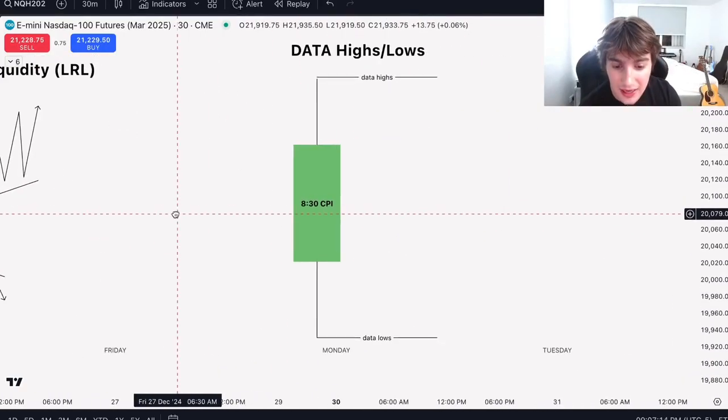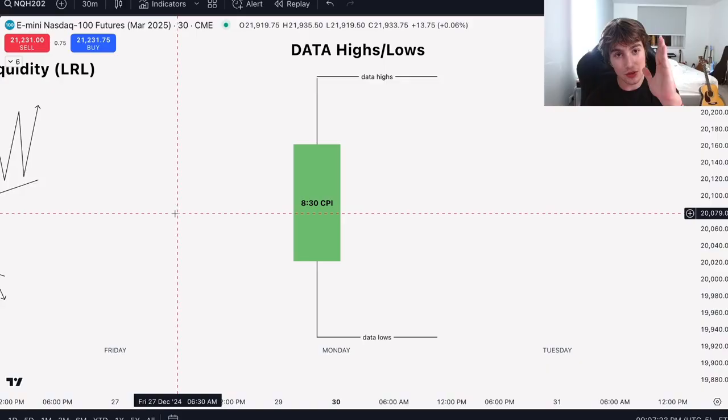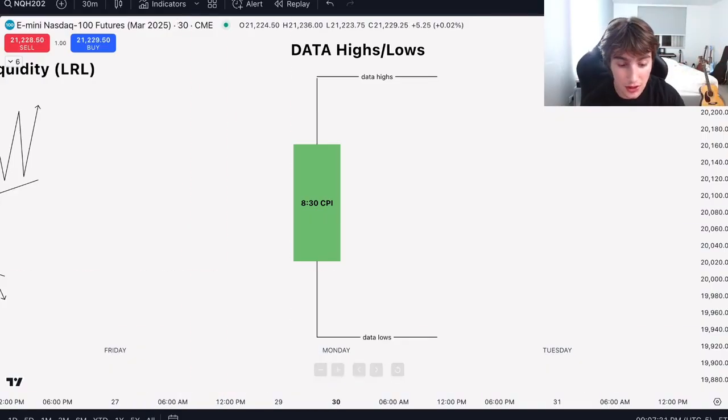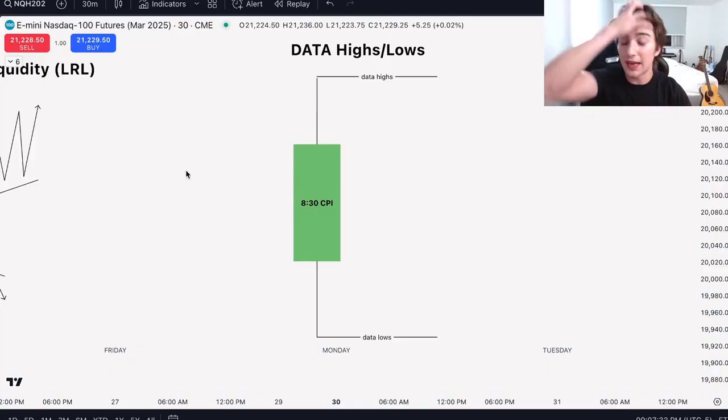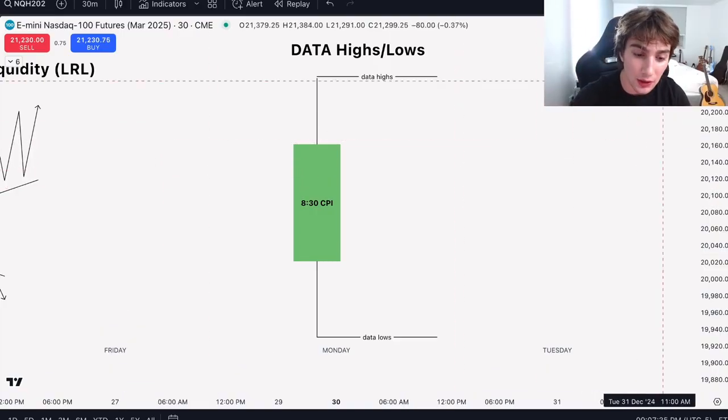And then data highs and data lows, this is super important to know. When you have a news event like a red folder news, let's say 8:30 a.m. CPI, that singular candle will be very responsive to news, and you'll have a big wick at the top, a big wick at the bottom. That's going to be your data highs, that's going to be your data lows. So definitely get used to marking that out because that's also a great liquidity pool, right?